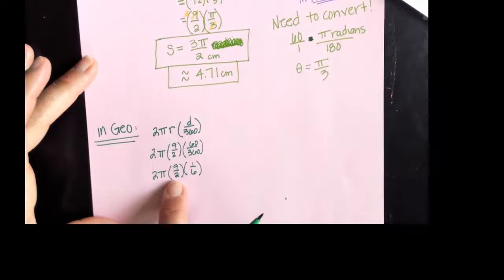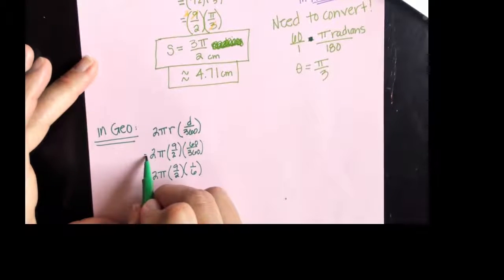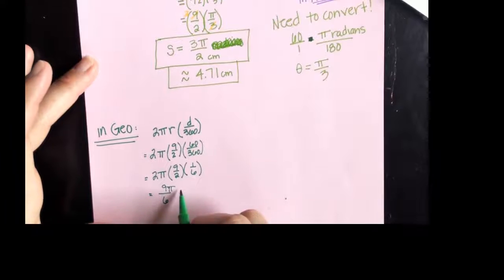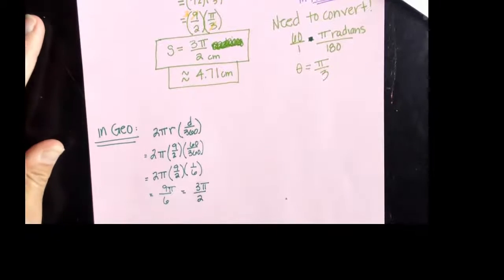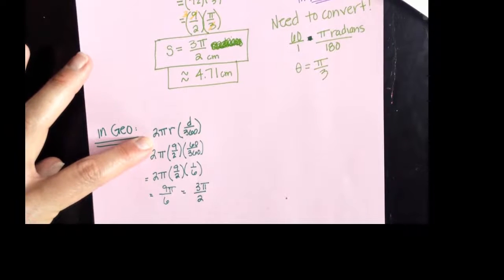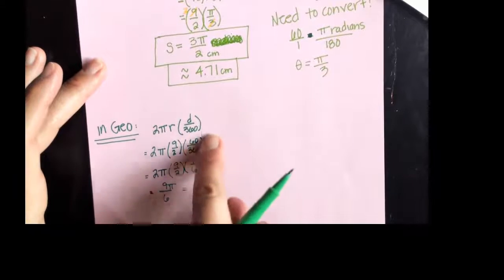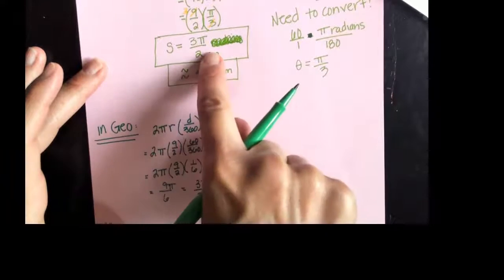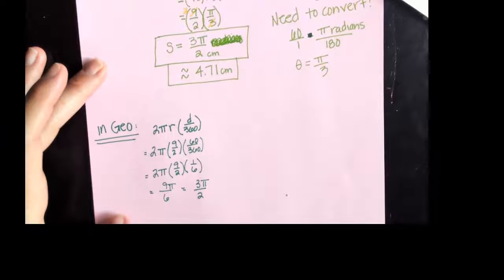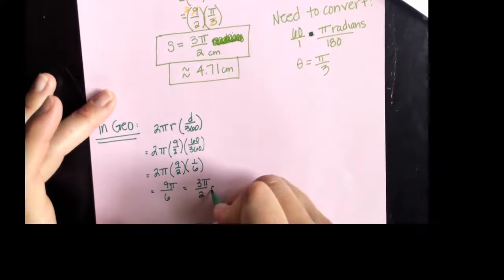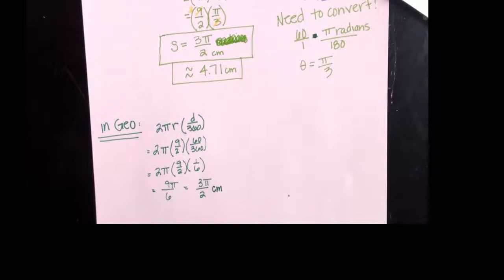The 2's are going to cancel, and we end up with 9 over 6 pi, which gets us right back to that 3 pi over 2. Because our circumference formula is already built in with radians, you can see that our calculations in both, same work, different form of measurement, but we still end up with our same answer of 3 over 2 pi centimeters.